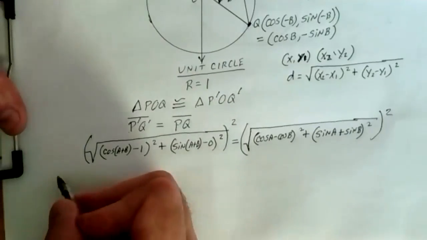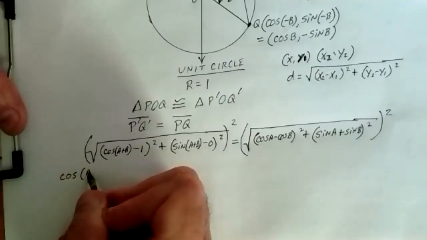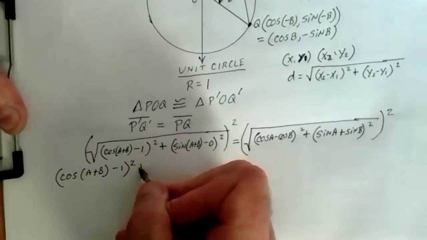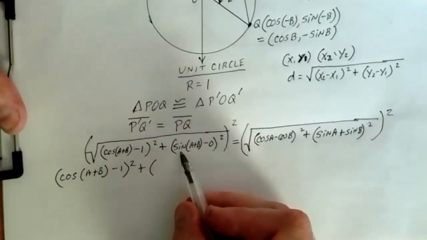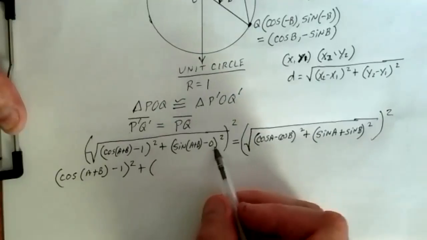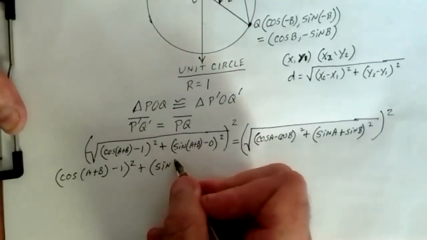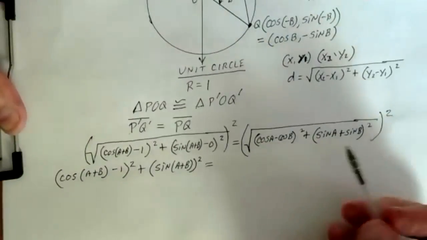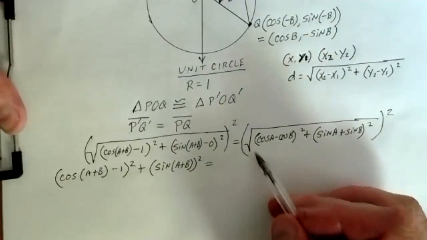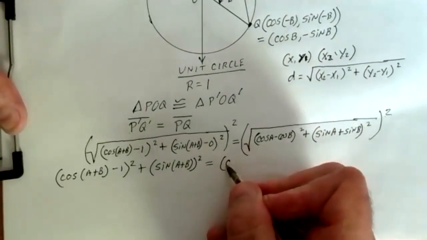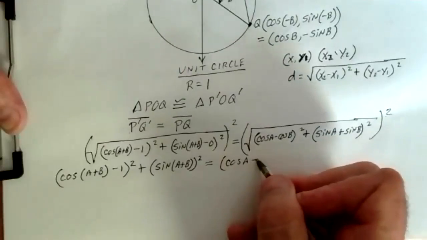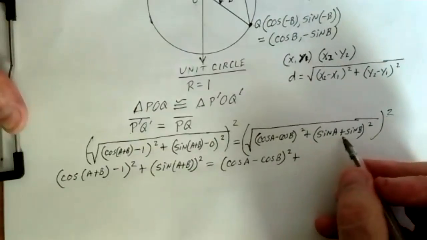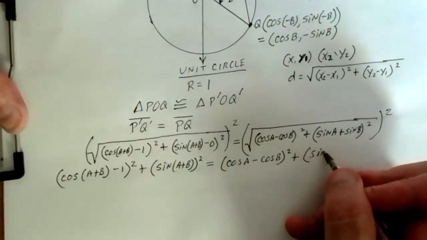So on the left side of our equation, we're going to be left with the cosine of A plus B minus 1, quantity squared, and sine of A plus B minus 0, quantity squared, or just the sine of A plus B squared. On the right side of our equation, when we square, the square root disappears. We're going to be left with the cosine of A minus the cosine of B squared plus the sine of A plus the sine of B squared.